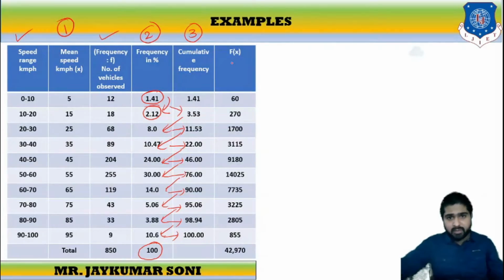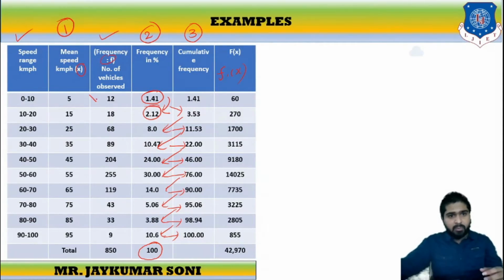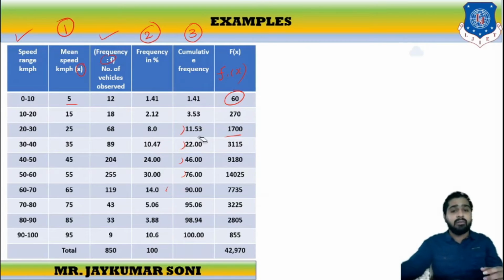And this is the multiplication of f and x. This is x and this is f, and I will multiply both. 12 into 5 is 60. 15 into 18 is 270. Ultimately I will get the values by multiplying f into x. This is how the table is created, and at the end I will do the summation of all these values, and it will be 42970.